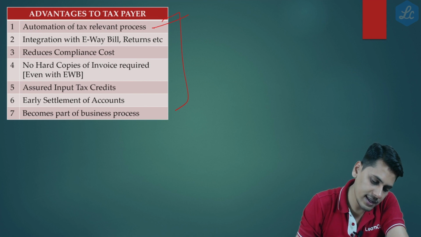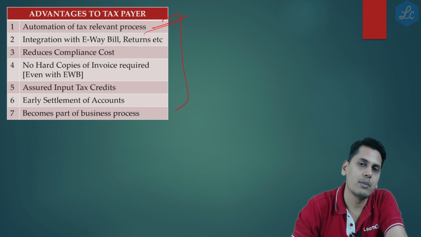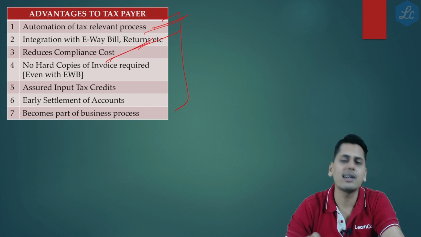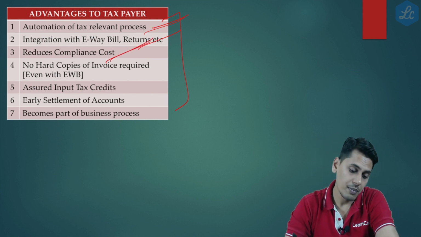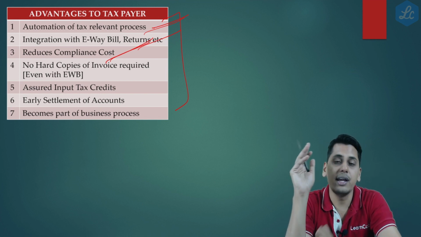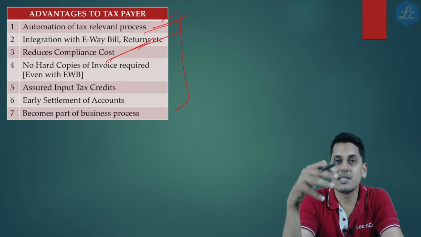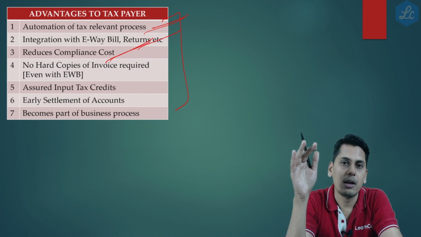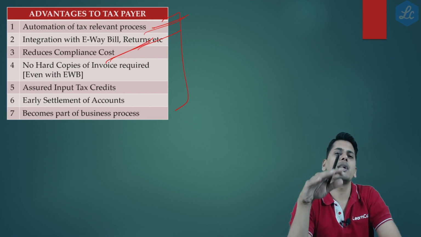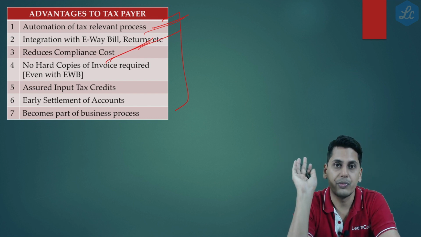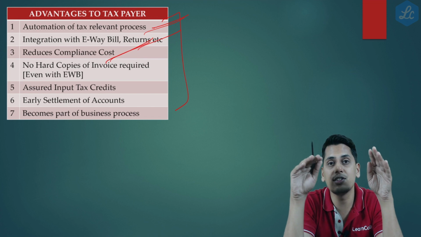So friends, the advantages are automation of tax relevant processes, integration with e-way bill, returns, etc. It reduces the compliance cost. Now friends, if a transaction is happening and then GST returns need to be filed, the registered person, the businessman, would go to consultants to get their GSTR 1 filed. Now friends, let's suppose e-invoice is made applicable to all registered persons for B2B supplies and also B2C supplies. Just visualize. Friends, this is just the beginning.